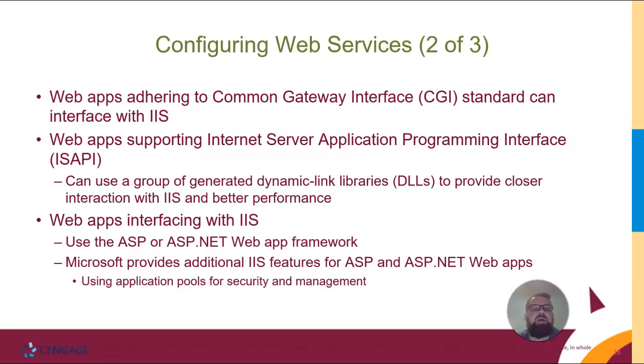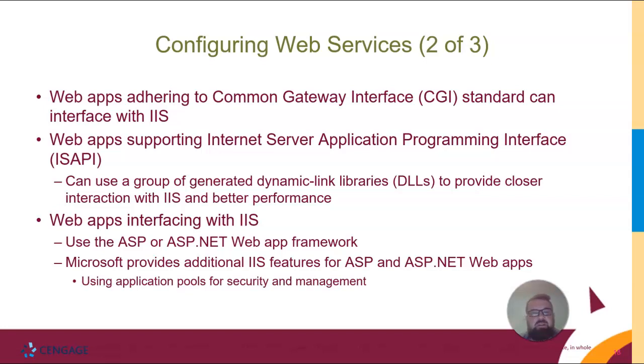Web apps adhering to the Common Gateway Interface or CGI standard can interface with IIS, and web apps supporting the IIS API can use a group of generated dynamic link libraries to provide closer interaction with IIS and better performance. And what does this mean? This means that basically you can run some of the Linux-based programming languages like Python, PHP, some of those types of applications on IIS now. You didn't used to be able to do that.